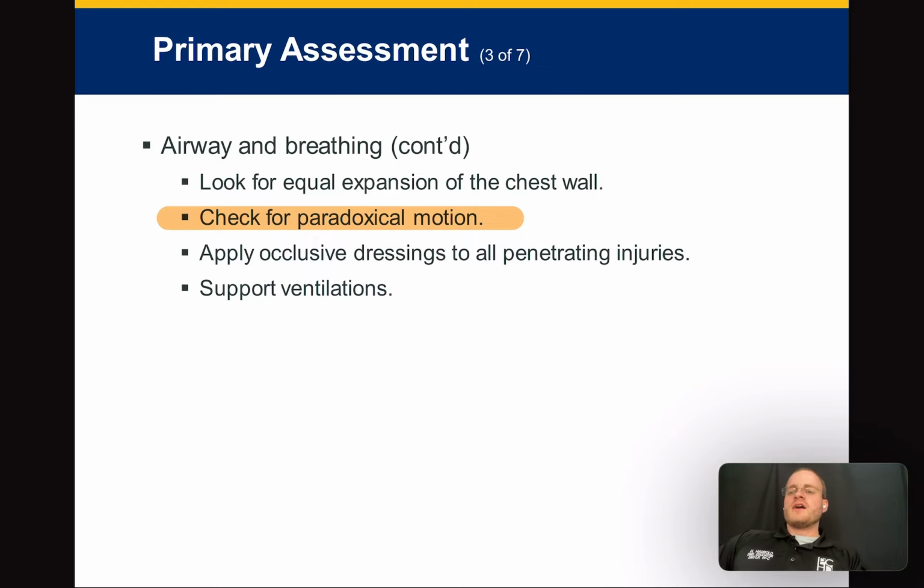And so we would apply occlusive dressings to all penetrating injuries. We'll show you what these look like in class, but chest seals are essentially really big pieces of tape that cover up the chest. If you have penetrating trauma, whether it's a gunshot or a stab wound or whatever, we cover that with an occlusive dressing, okay?